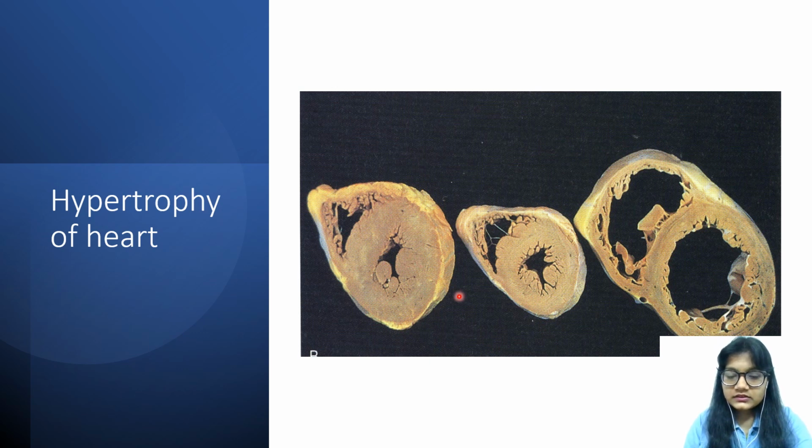We can see here a thick ventricular wall, whereas here it is dilated, so we can see a less thick ventricular wall. It has increased mass but diminished wall thickness, and here we can see the wall is thick compared to this one, and this one, with no hypertrophy, is a normal heart.